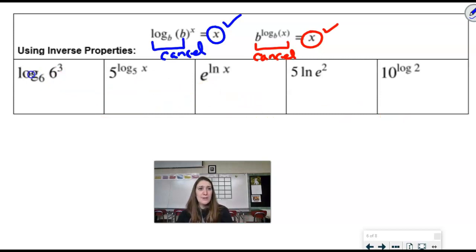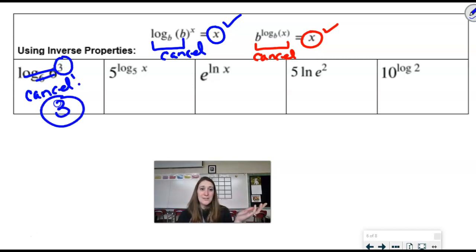Watch this. Log base 6, and inside of that we have 6 to the third power. Well, these will end up canceling each other out. So then the 3 drops down, and your answer is simply 3. There's nothing holding the 3 up anymore. It just drops down, and it's the number 3.